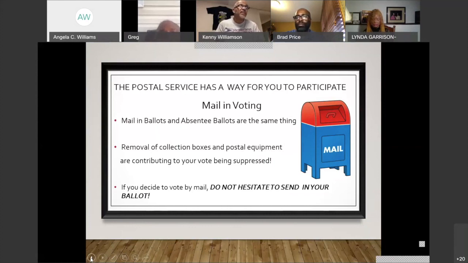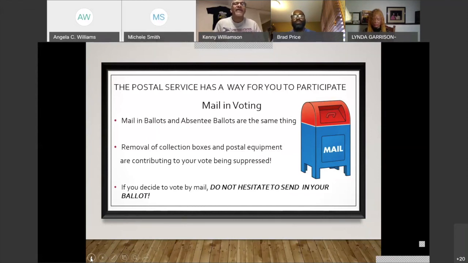He was telling me that these machines were turned off. They hadn't been removed yet, but they were turned off. And these machines actually are the ones that process the mail-in ballots. So the bottom line is, if you're going to vote by mail, do not hesitate to send in your ballot. Send it in as soon as possible.